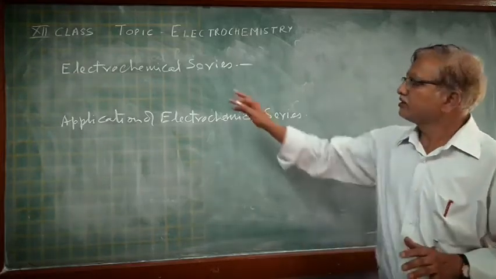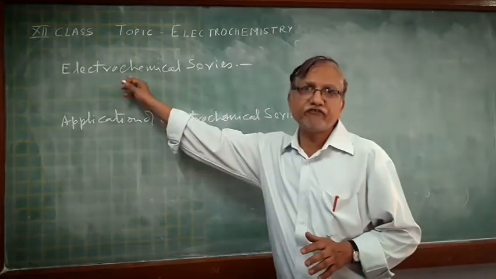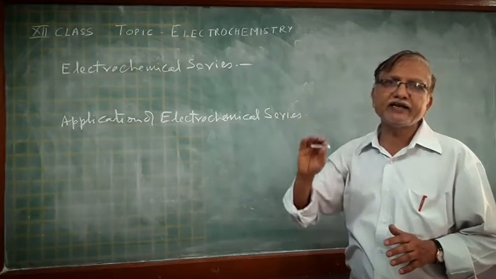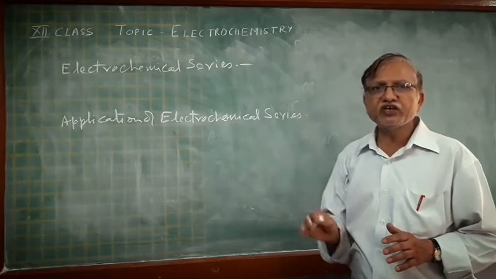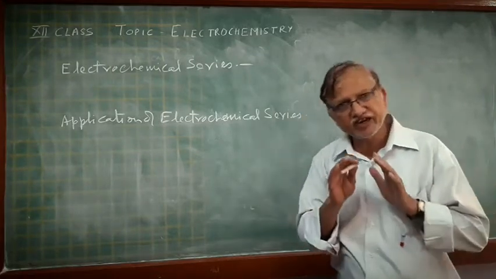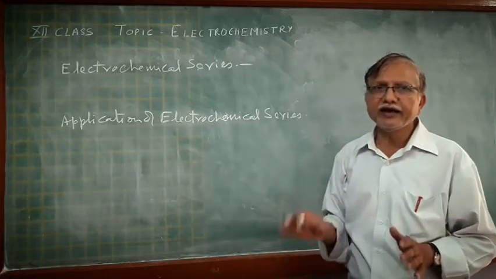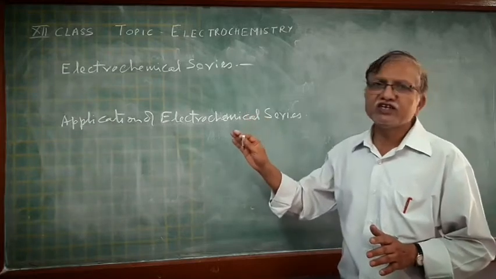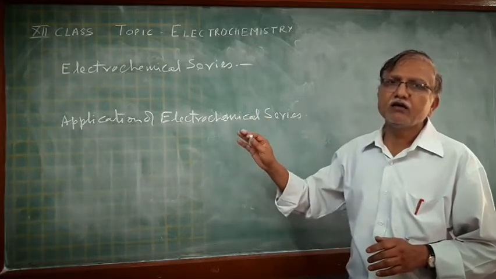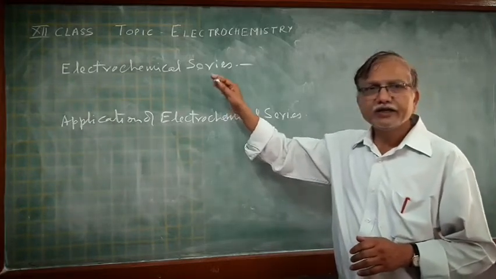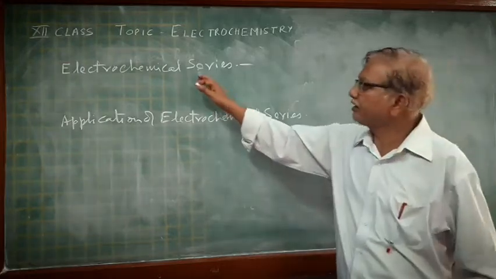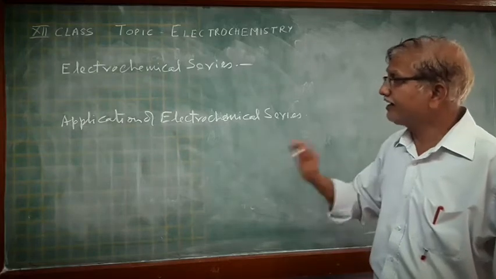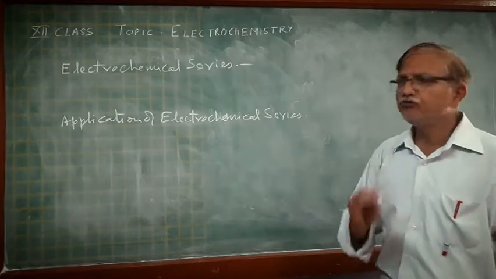If you want to define the electrochemical series, it is a series in which different metal ion electrode potentials, in the form of reduction potential, are arranged in decreasing order. This series is called the electrochemical series. Now this series is very important. It has wide applications, but I will discuss a few.